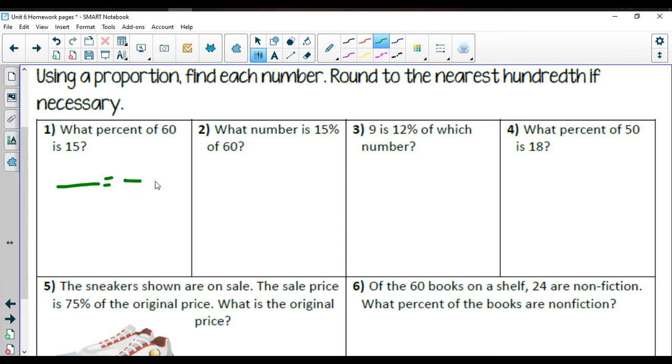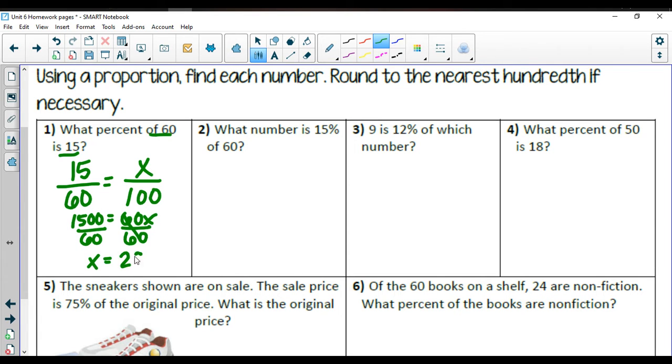So I'm going to go ahead and do my proportion setup, put the 100 down here. What percent is how this starts? So in the percent spot, I'll put an X. Of 60 is 15. So using the words that go along with these, placing them correctly, we end up with 1500 equals 60x. Dividing through by 60 on each side, because we're just solving proportions again, I get x equals 25. And it did say what percent, so I'm going to put a percent symbol with that one.